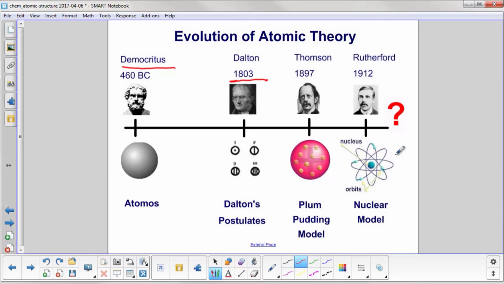Then we came up with Thomson, which was discussed in the last unit, with his plum pudding model, where there is structure within an atom. We had these electrons all placed randomly within a smeared out positive charge, kind of like a British plum pudding. And then up to Rutherford in 1912 with the atomic nucleus right here, and electrons orbiting around it.